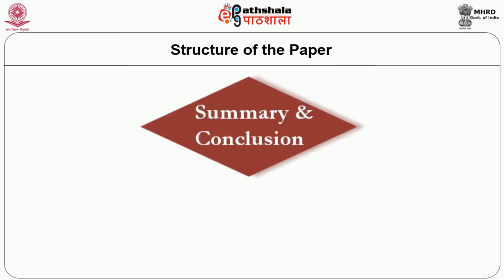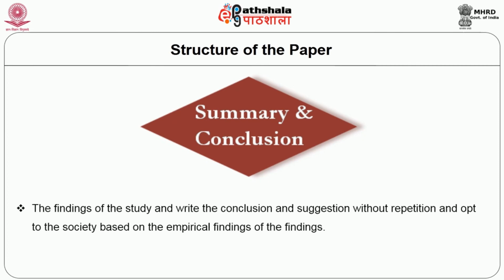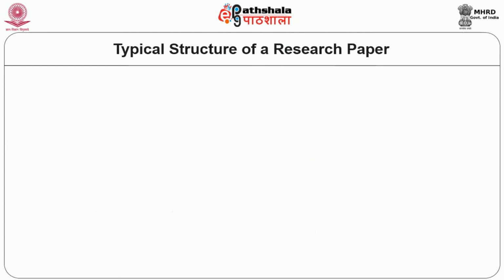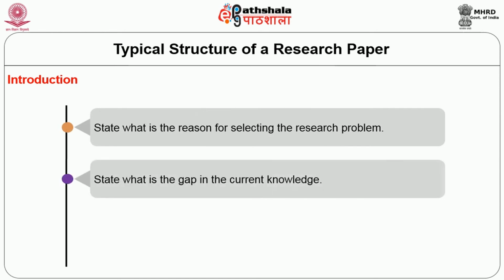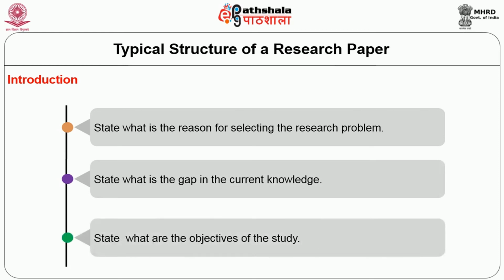Summary and conclusion. Summarize the findings of the study and write the conclusion and suggestions without repetition, and opt for the society based on the empirical findings of the study. Table 1. Typical structure of a research paper. It includes introduction. State what is the reason for selecting the research problem. State what is the gap in the current knowledge. State what are the objectives of the study.